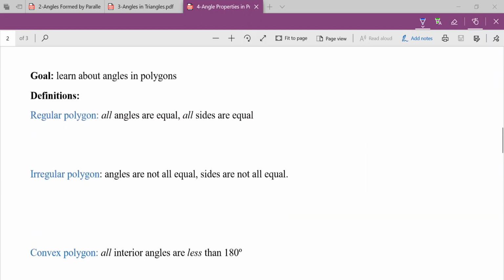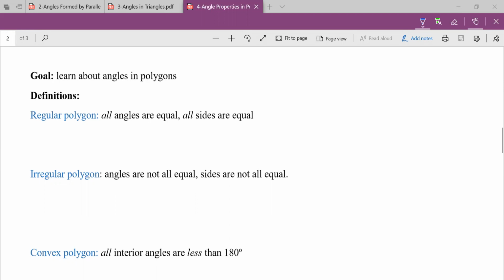What I like about this lesson is it's a little bit easier to see than the other ones you've been doing with proofs and parallel lines and transversal and vertically opposite and alternate interior. I find this one a little bit easier. So our goal here is to learn about angles in polygons, see if we can make some general rules.